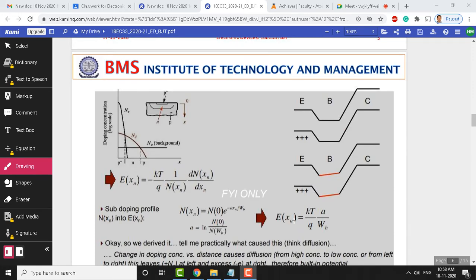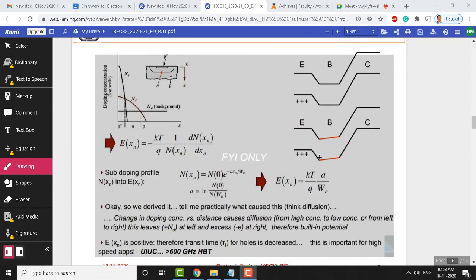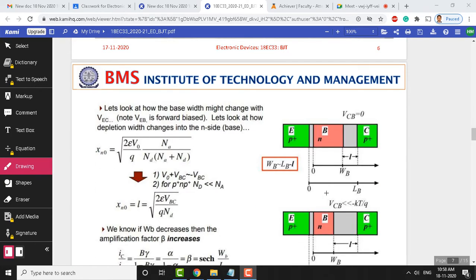Next, we said that the electric field is a driving force within the base region, because here usually the concentration of charge carriers will be differing from emitter to the collector. So, diffusion of charge carriers will happen from emitter to the base, but within the base the charge movement happens through the strong electric field, which is given by this approximate equation kT by q into A by WB. Okay, this is the equation we have discussed in the last class.